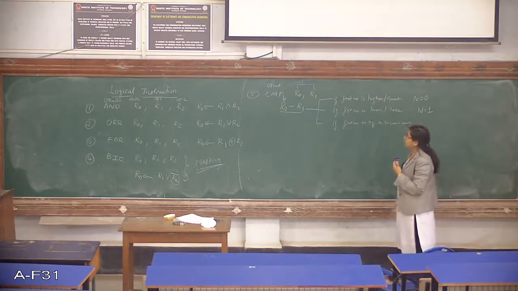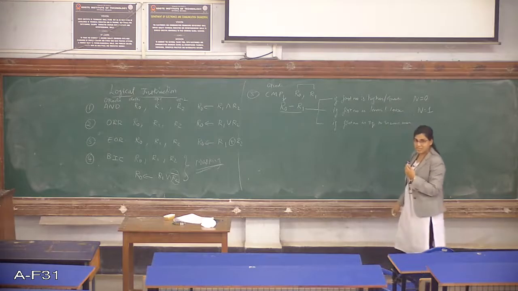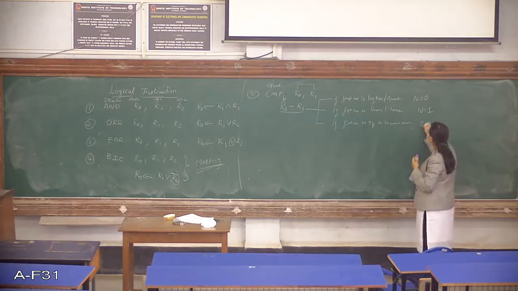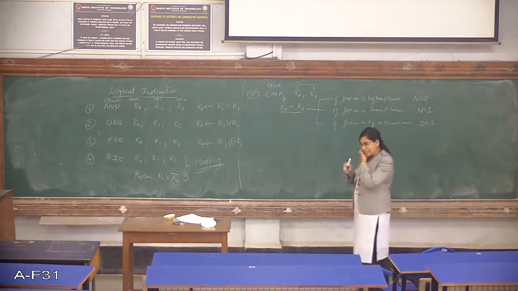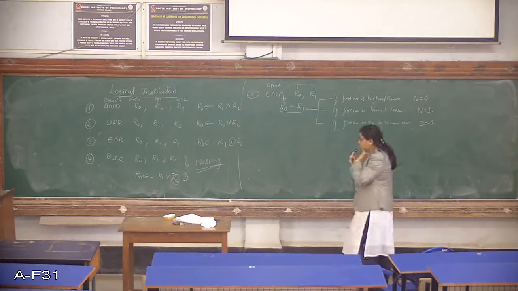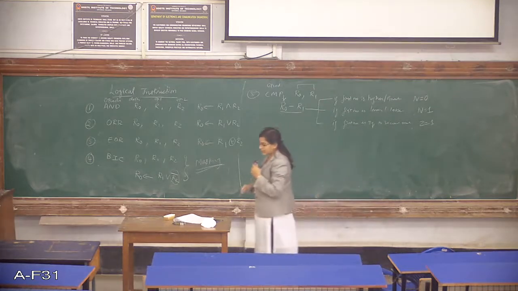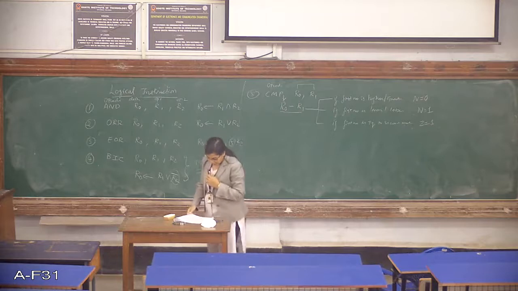Last, if both are equal, the result comes as 0. When the result comes as 0, you will be checking the zero flag, which will be set to 1. So when you are comparing two registers, these are the three things, and these are the flags you need to check when you are doing this comparison. So this is regarding the compare instruction.